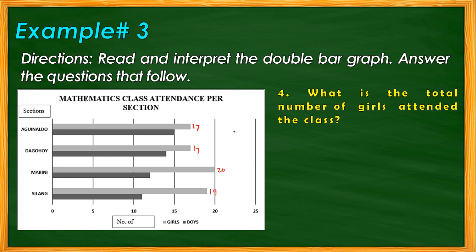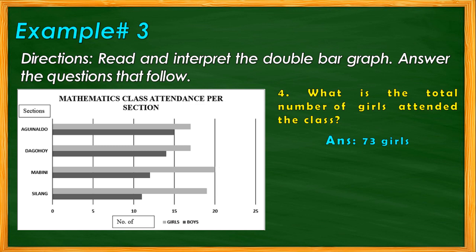So we're going to add 17 plus 17. We have 34. Then plus 20, we have 54. Plus 19, we have 73. So the answer would be 73 girls.